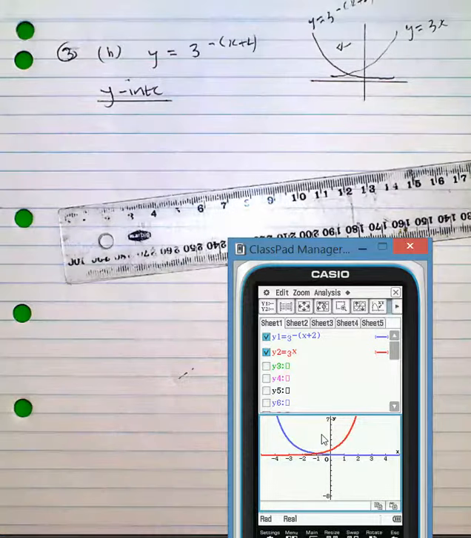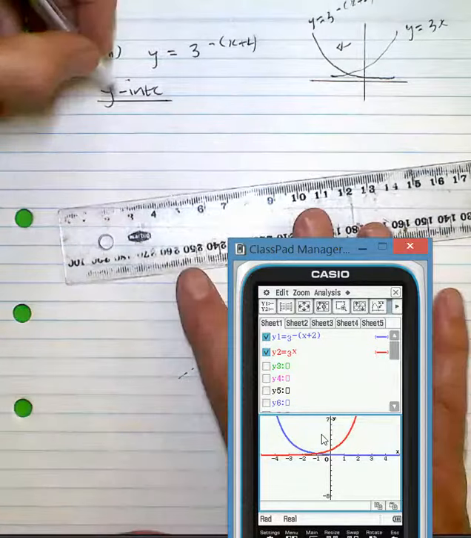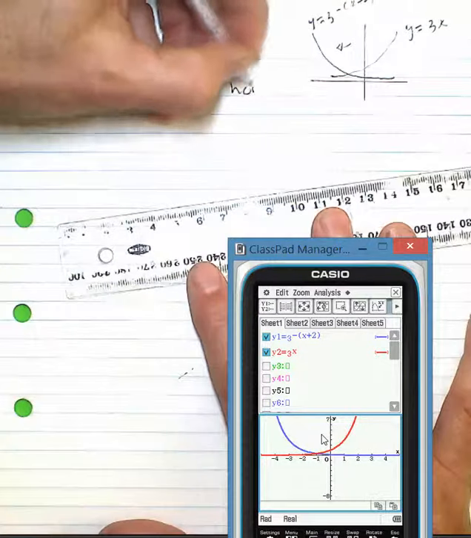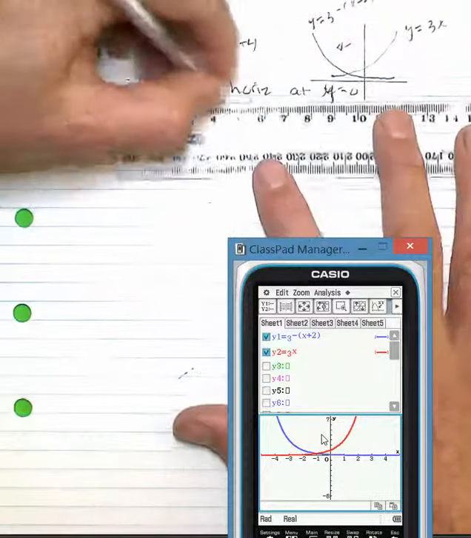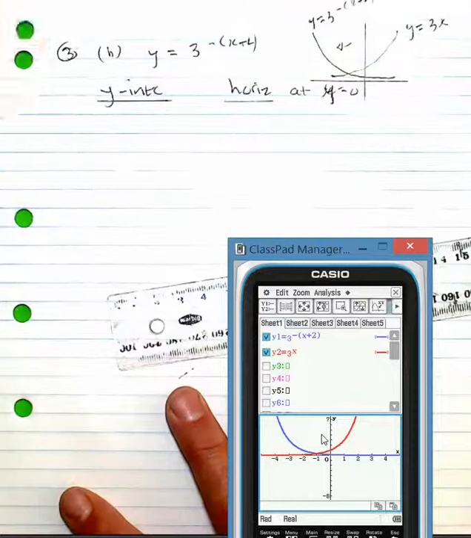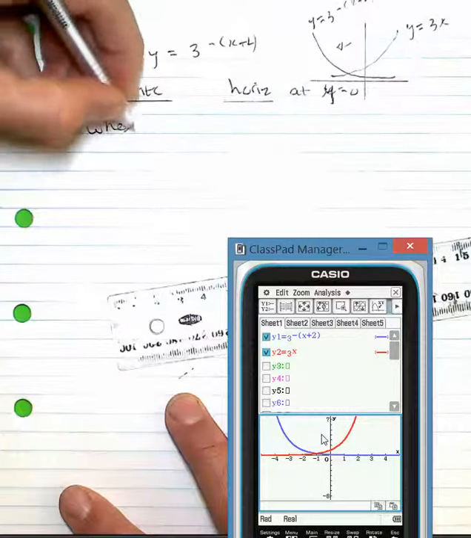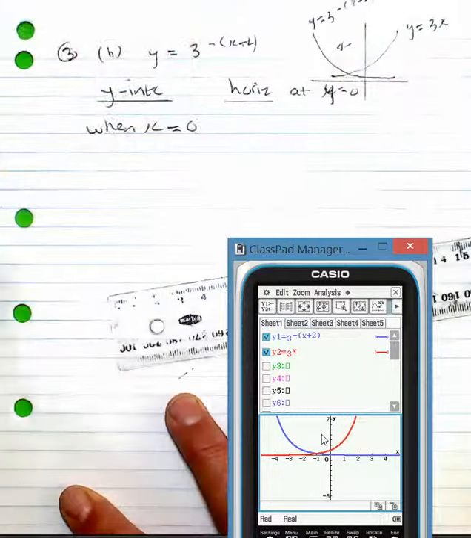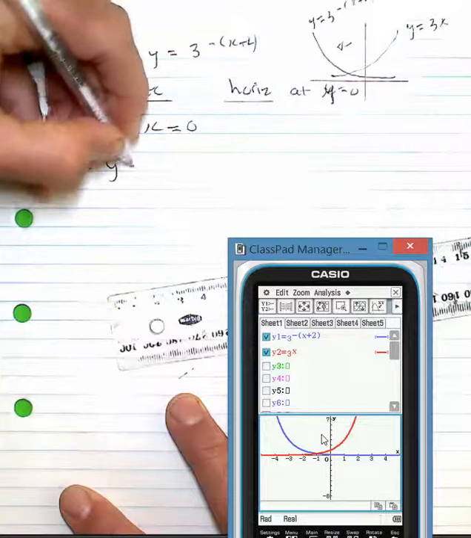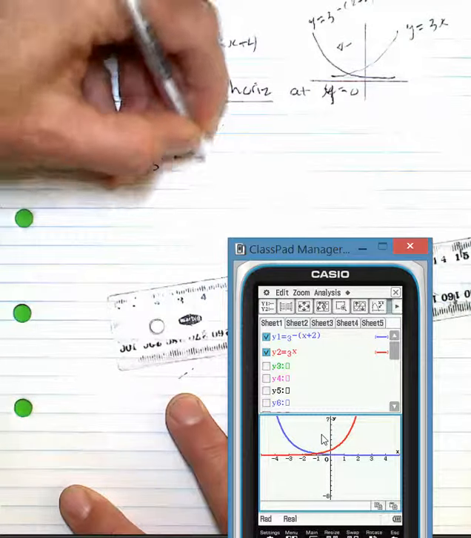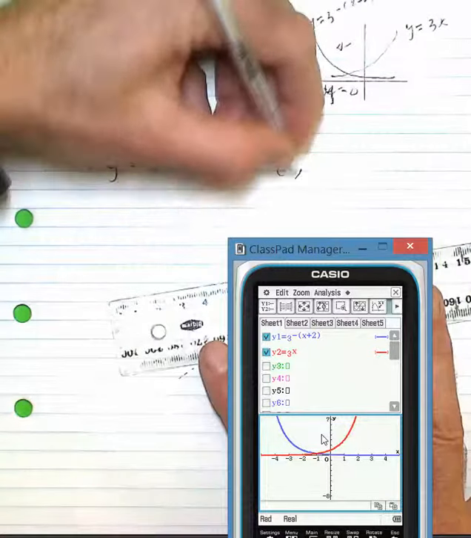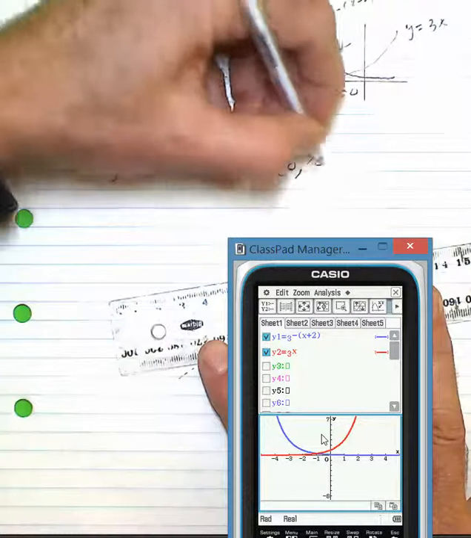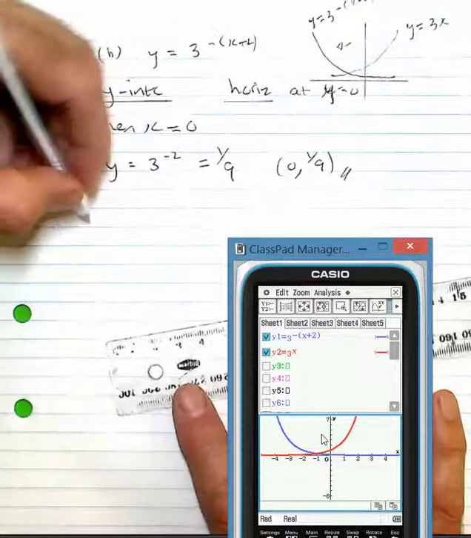Now in order to plot this graph, we'll have a horizontal asymptote at y is equal to 0, so I better put that there, and I'll plug through and find the other values. So I've got a y-intercept of 0, 1/9, and another point.